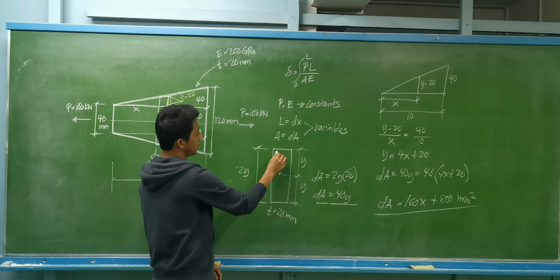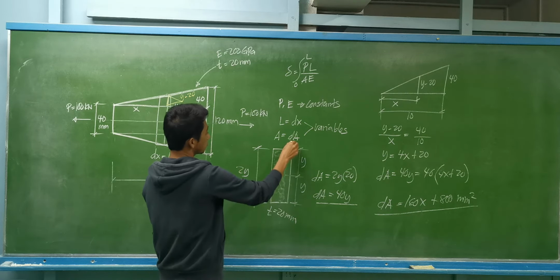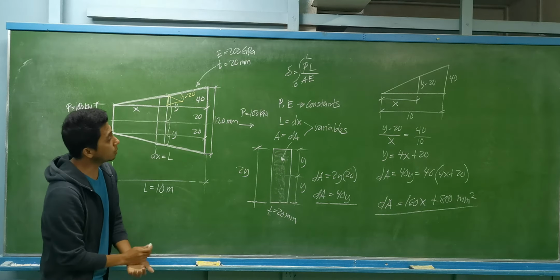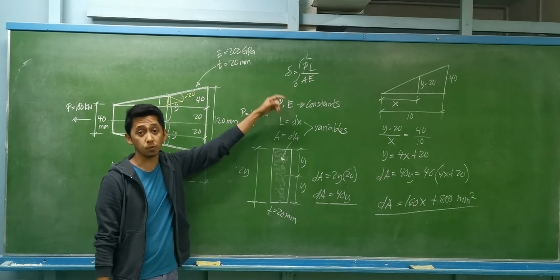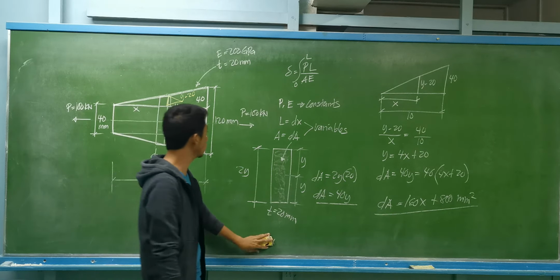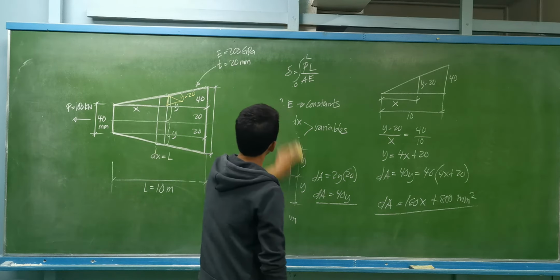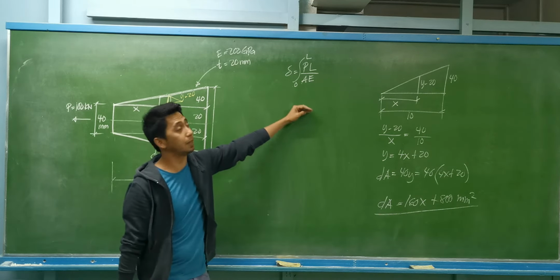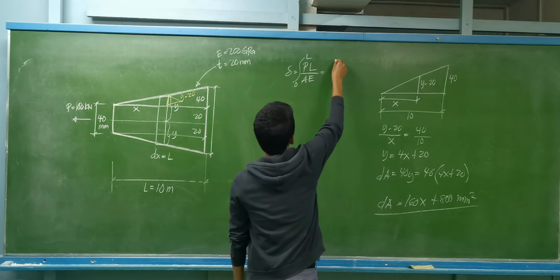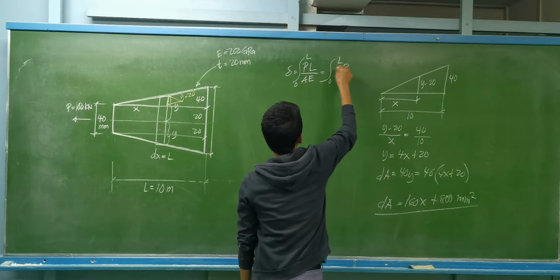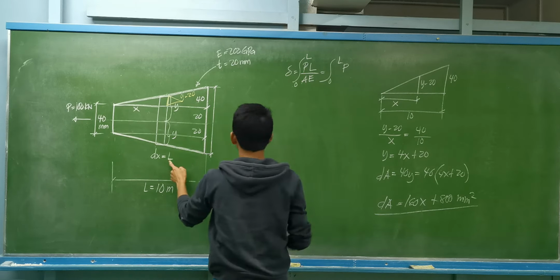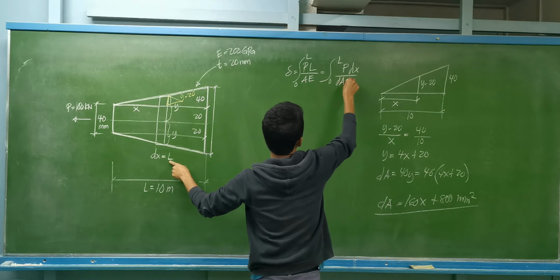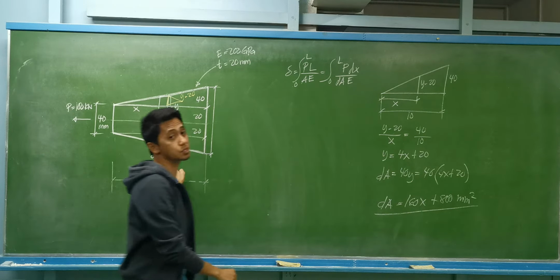So this is the equivalent of the differential area. Okay, this is our differential area in terms of x. So I think we have now the equivalent of all elements of the formula. So let us do the substitution. So you have delta is equal to the integral from 0 to L of PL over AE, or it's the same as the integral from 0 to L of the applied force. Our L will be dx, area is variable, so this is the differential area times the modulus of elasticity.